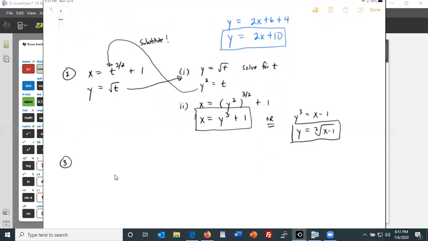Let's do a trig equation. So if we have x equals 2 cosine of t and y equals 3 sine of t. Now, before we actually try eliminating t, we're going to write down one little note about how we eliminate t when we have trig equations. You're going to have to eliminate t using a trig identity.